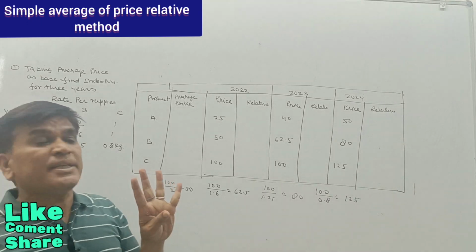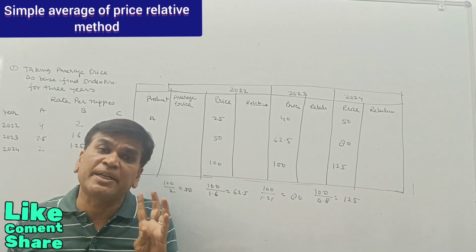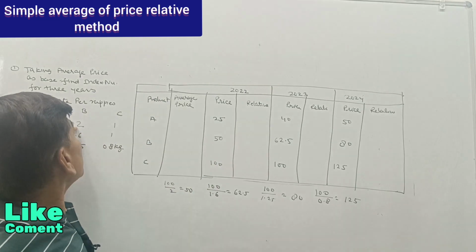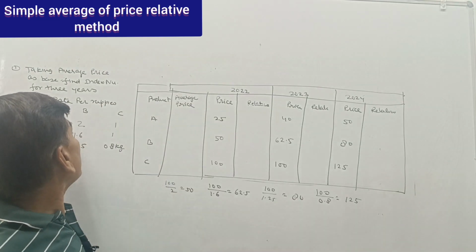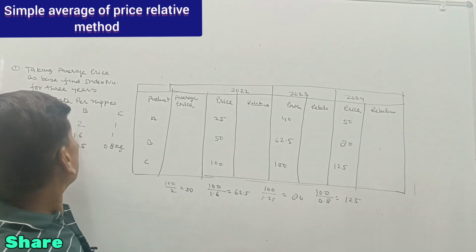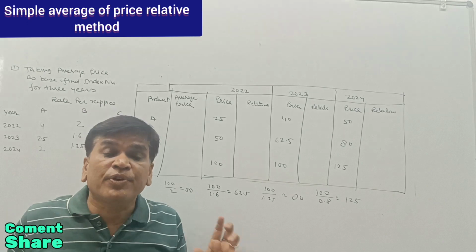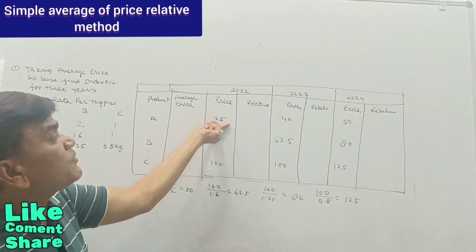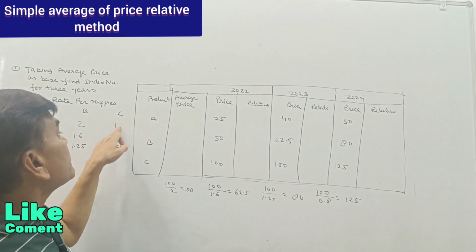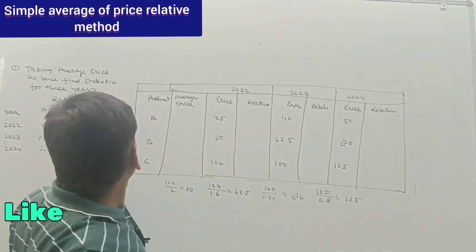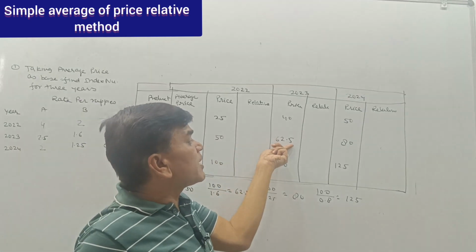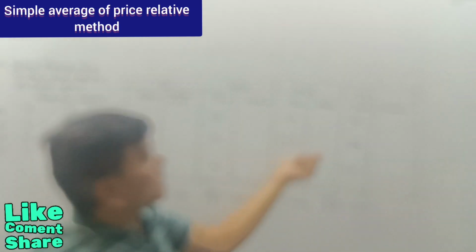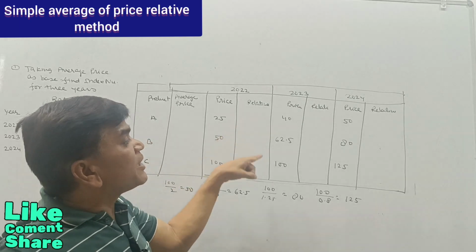In 1 rupee we are having 4 kg, it means in 25 rupees we will have 100 kg of product. In 1 rupee 1 kg, so 100 rupees for 100 kg. In 1 rupee 2 kg is 50 rupees for 100 kg. In 1 rupee 1.6 kg, so 62.5 rupees for 100 kg. In 1 rupee 1.25 kg, so in 80 rupees we are having 100 kg. So I have changed all these prices to 100 kg.